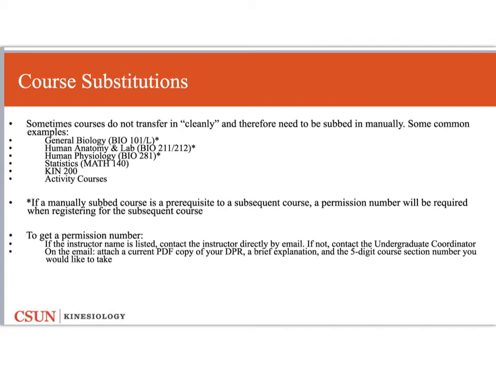In order to get the permission number, you need to contact the instructor listed by email, attach a copy of your DPR, and explain the situation. This is really a common occurrence, so it's not going to be brand new to these instructors. Let them know which section number you want to take. It's a 5-digit number. Then request a permission number. If you need your permission number and there is not a name listed, then you need to contact one of the undergraduate coordinators and we can help you get those permission numbers.